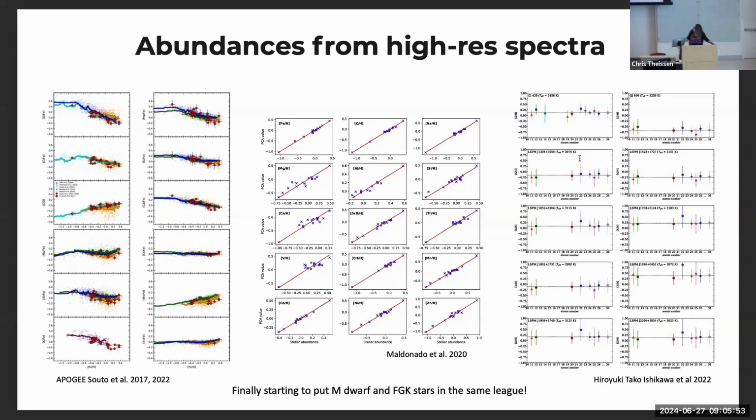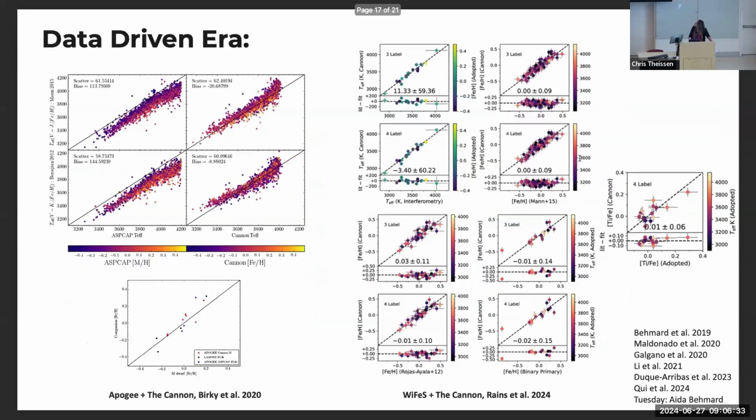We have here the work of Maldonado et al. using PCA. In this case, maybe he can correct me, but I think he still uses FGK stars to constrain metallicities, for example. And here we have another work using, I forgot the instrument, but it's on Subaru, a high resolution spectrograph. IRD, thank you. Measuring, for example, the abundances for all the elements here, they're ordered by atomic number. So this is great. Now we can finally put M dwarfs and FGK stars on the same scale and not treat them differently. So this is amazing.